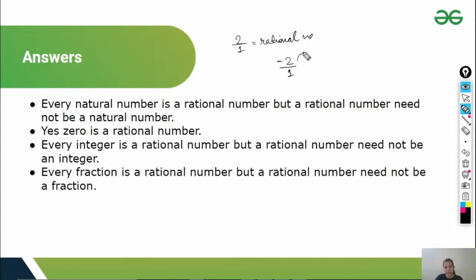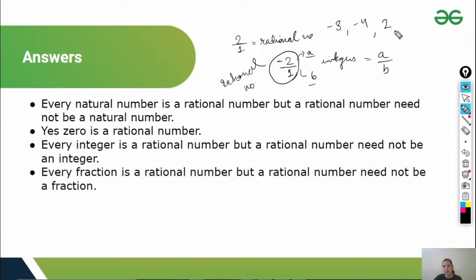And since a and b are individually integers, and it's in the format of a by b, this is called a rational number. So every integer, such as -3, -4, 2, 3, 4, any positive and negative integer, including even 0, as we understood in the second condition, we can write in the format of a rational number.